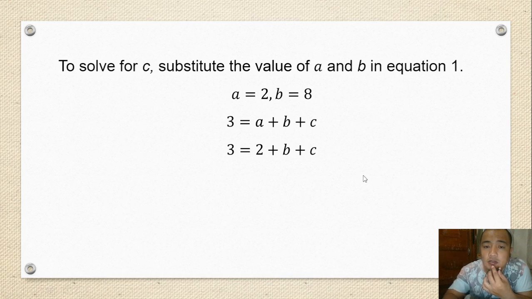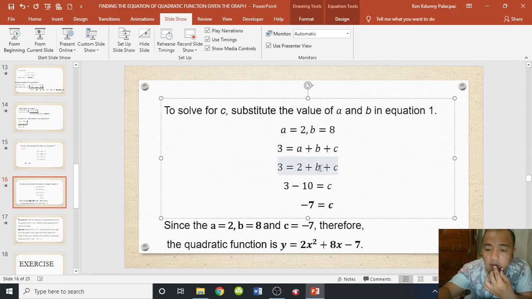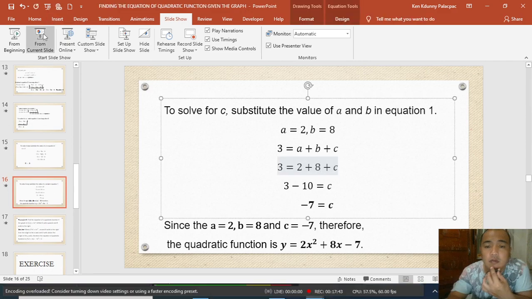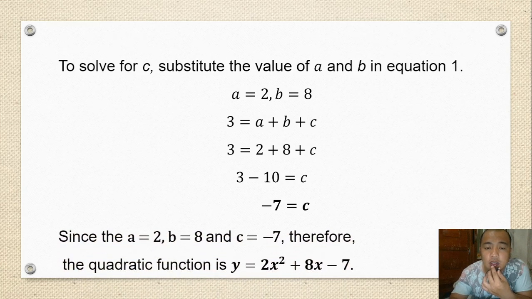A is 2, b is 8. So substitute. So 3 equals 2 plus 8, 10. 3 minus 10 equals c. 3 minus 10 is negative 7. Therefore, c is negative 7, a is 2, b is 8. And what is now the equation of the quadratic function? Substitute it to y equals ax squared plus bx plus c. So we have here now y equals 2x squared, then the 8 is here, 8x, and then c is minus 7.